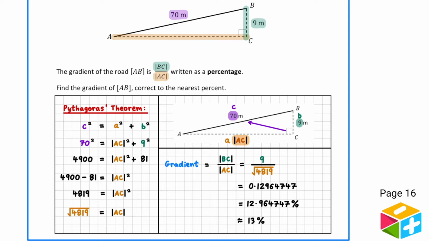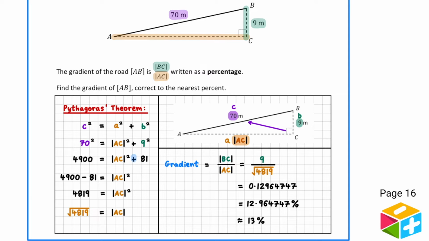The hypotenuse is the side opposite the right angle. Here, that's the 70 meters. This gets labelled with C in the theorem. The other two sides get labelled with A and B. Here, I'll label the length of AC as A and label the 9 as B. Subbing these into our theorem, we get 70 squared is equal to the length of AC squared plus 9 squared. 70 squared is 4,900 and 9 squared is 81.